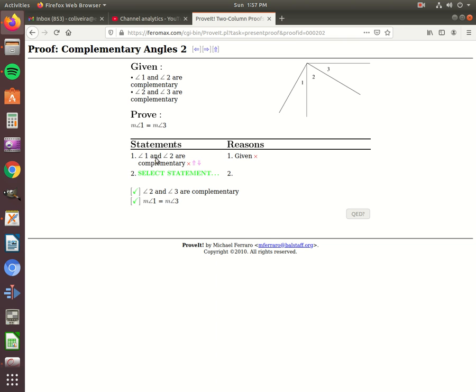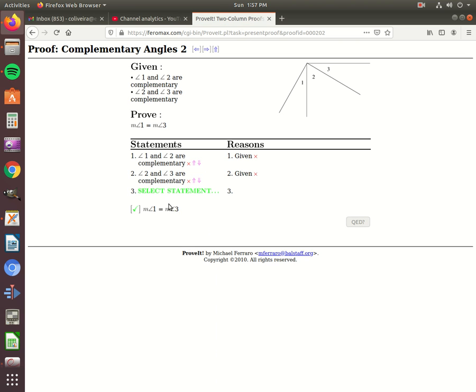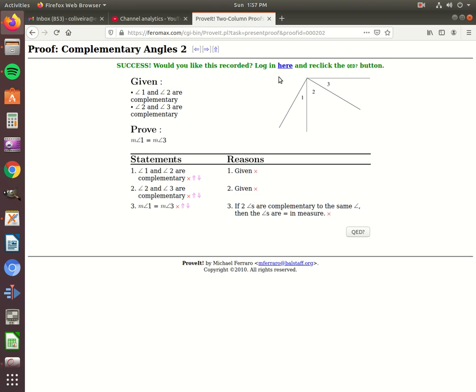So I'll say, hey, angle 2 and angle 3 are complementary. And again, how do I know that? Well, because it's given. And then finally, my last one is, I guess I'm going to end with the proof, right? Angle 1 is congruent to angle 3. Well, how do I know that? Well, because if two angles are complementary to the same angle, then the angles are equal in measure. So now what I can do is check this and see if it's right, and you can see it's success. It was obviously a very easy proof.